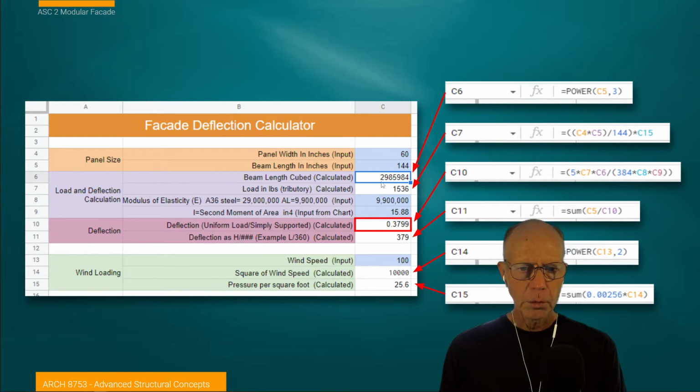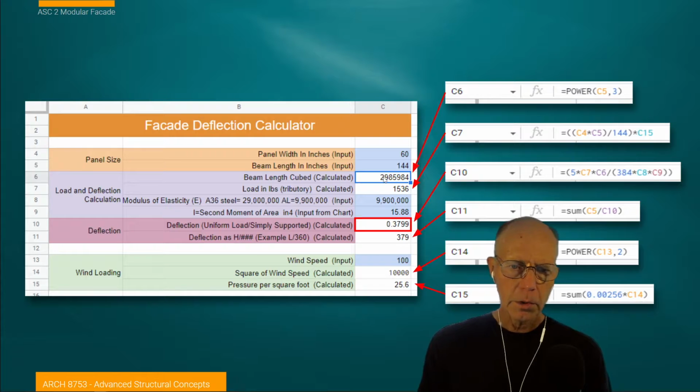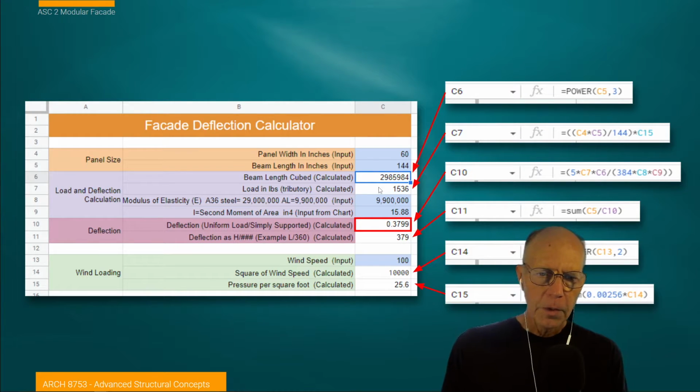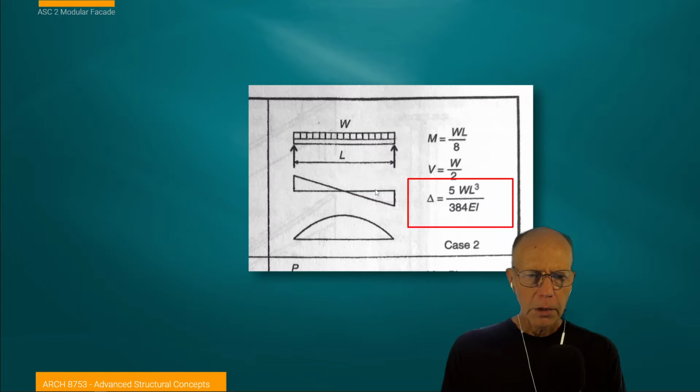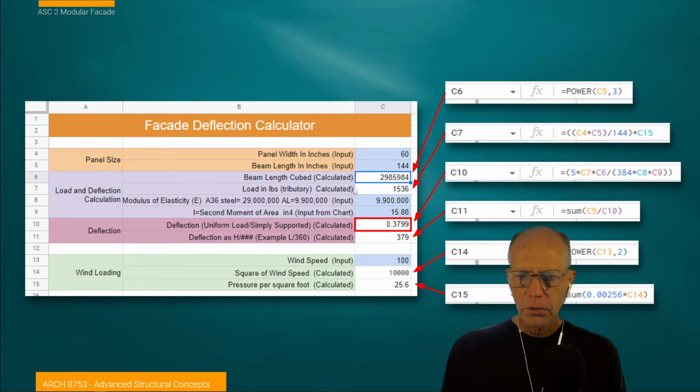That gives us a cube of our beam length. We're really just holding on to that number until we get down to our formula. We're doing the same thing with calculating our tributary load area. So if we go to this one, I didn't mean to fast forward here.